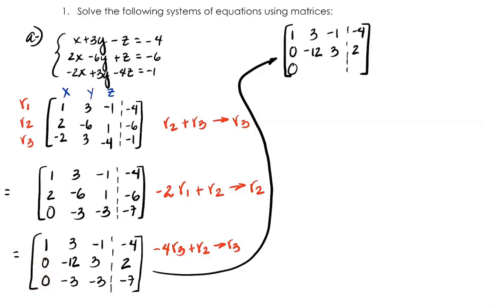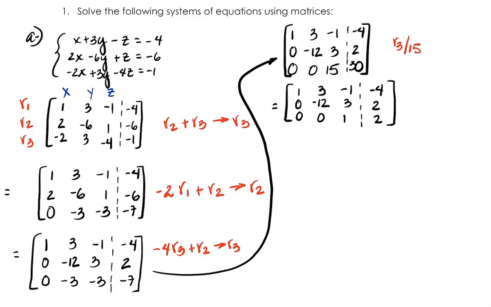Negative 4 times negative 3 is 12. And 12 plus negative 12 is 0. Negative 4 times negative 3 is 12, and 12 plus 3 is 15. And finally, negative 4 times negative 7 is 28, and 28 plus 2 is 30. Now we are going to simplify row 3 by dividing it by 15.